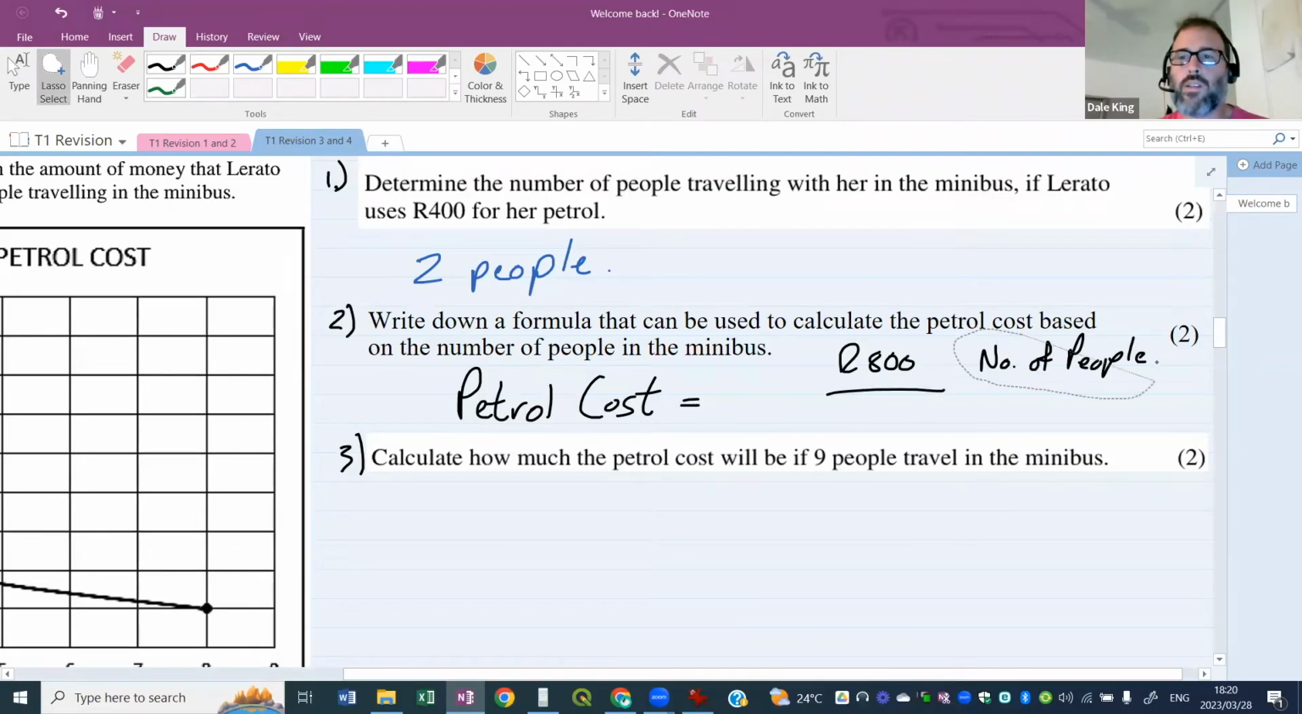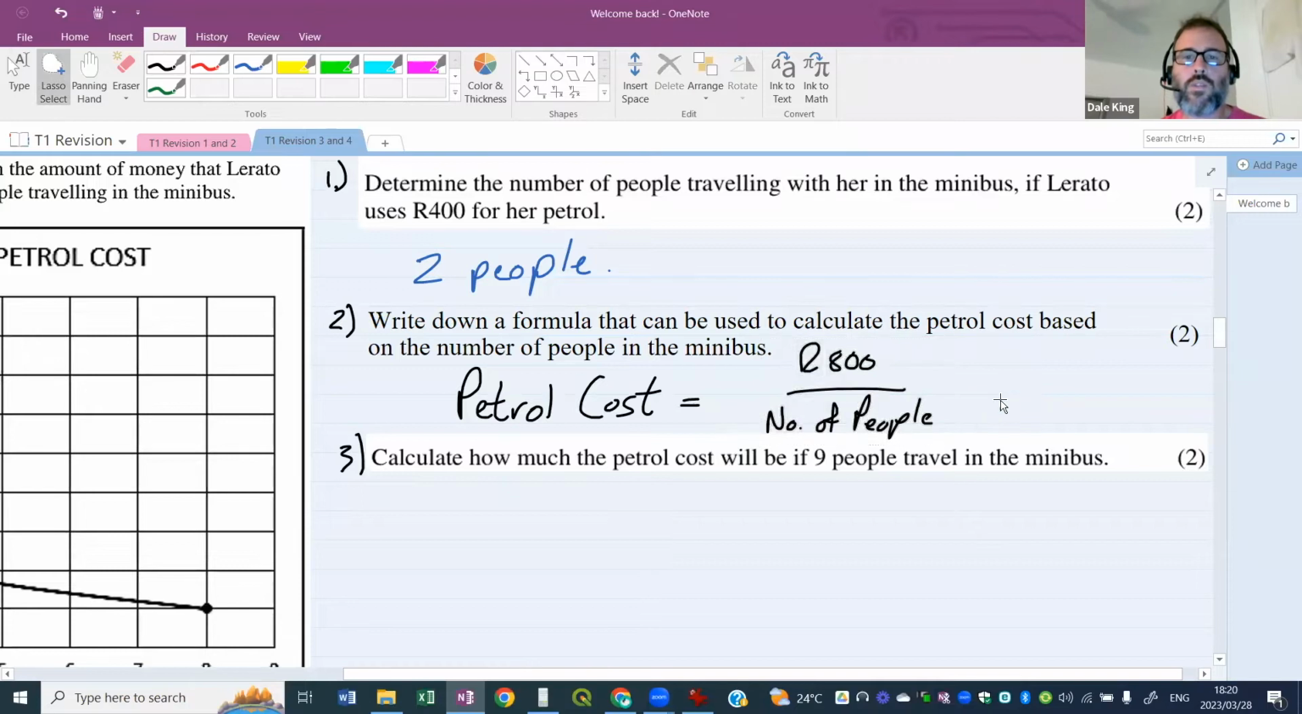All right. Now we're going to test this. Okay. So this is a formula that we can use. Now let's test the formula to see if it works. Okay. So let's say that we have, like question 1 says, 2 people. All right. So we change the number of people here. I'll put this back up. But if we change the number of people to 2, then the petrol cost will be 800 divided by 2, which is 400. And that's what question 1 said, 400 petrol, and we got an answer of 2 people.